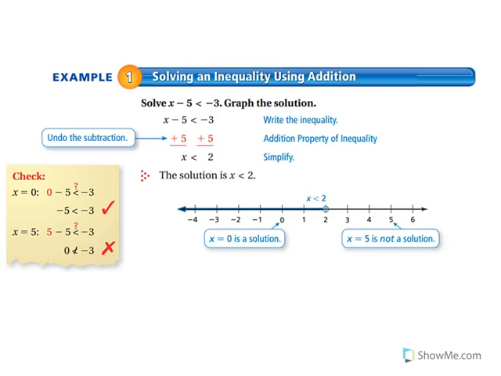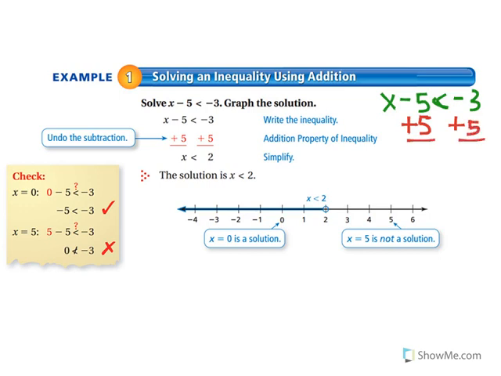So we start off with the inequality x minus 5 is less than negative 3. Okay, so much like with an equation, I want to get that x by itself. That is my goal, to isolate the variable. So the opposite of subtracting, or the inverse of subtracting 5, is to add 5. So I'm going to add 5 to the left-hand side, and whatever I do to one side, I have to do to the other side. So I'm going to add 5 to the other side.